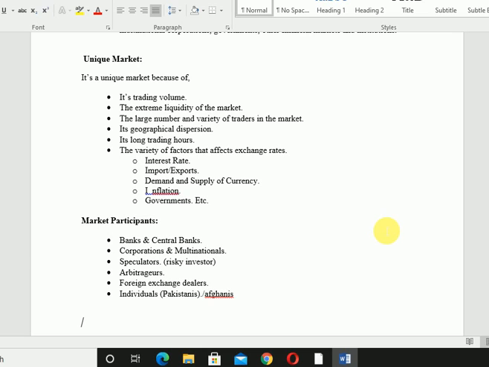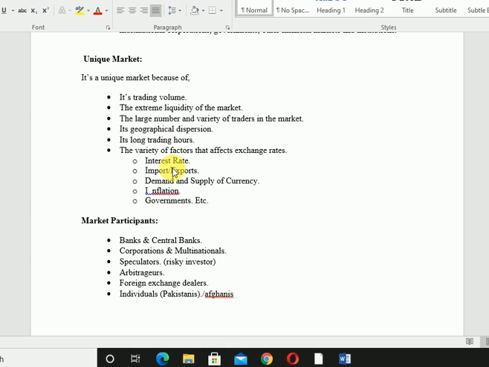So this exchange rate is what? That is affected by the following factors. Sometimes $1 becomes 75, sometimes it becomes 74, then it jumps up to 76. So this exchange rate depends upon the following factors.